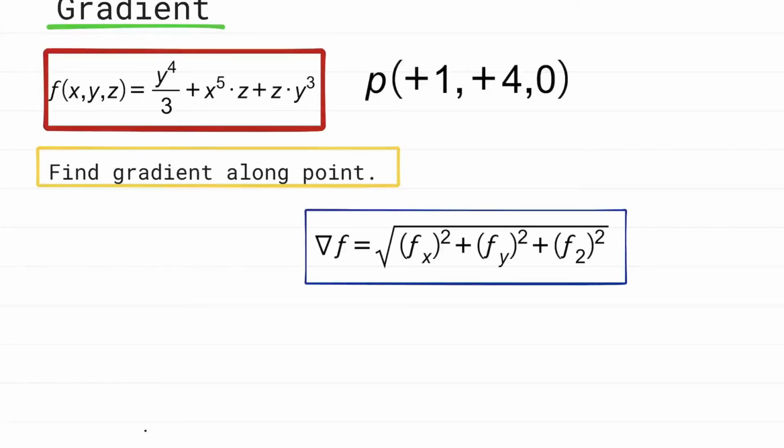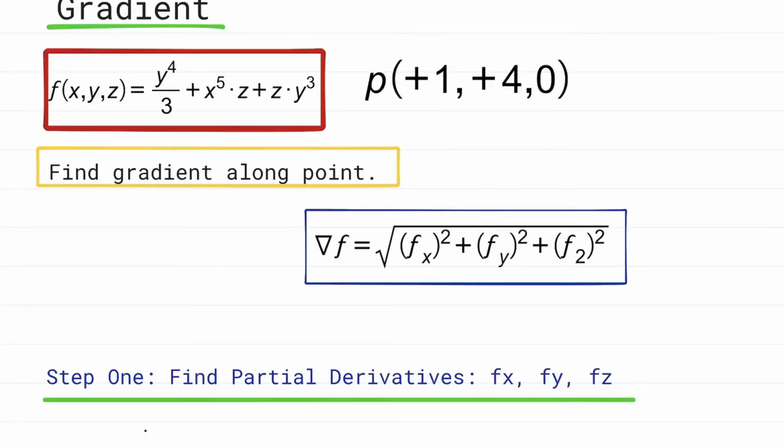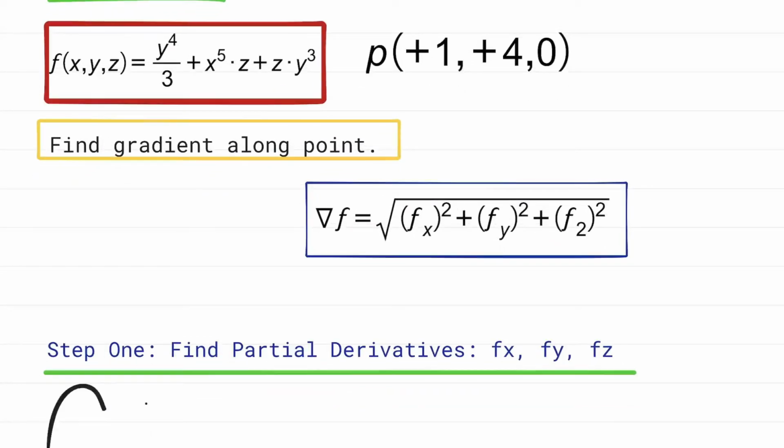Unlike the previous example, it's basically fx squared plus fy squared plus fz squared. That's supposed to be a z, not a 2, so just pretend that's a z for now. Anyways, it's the same thing, except now we have 3 variables because we have a z, which we didn't have in the previous example. So now, for step 1, we compute the partial derivatives of fx, fy, and fz.